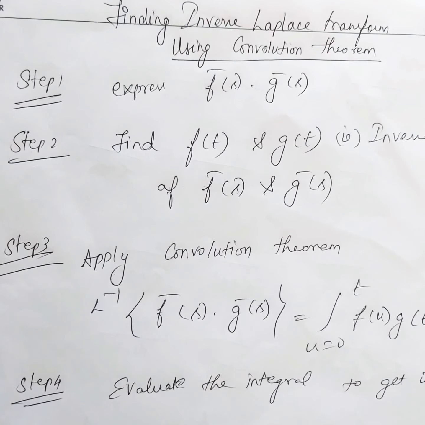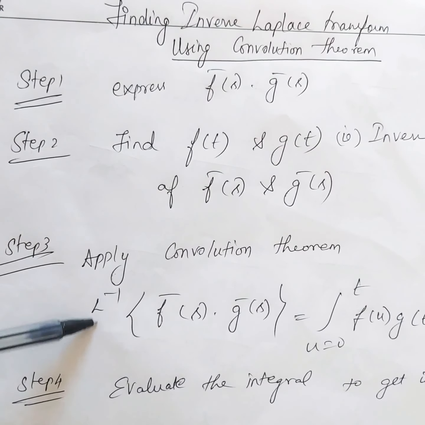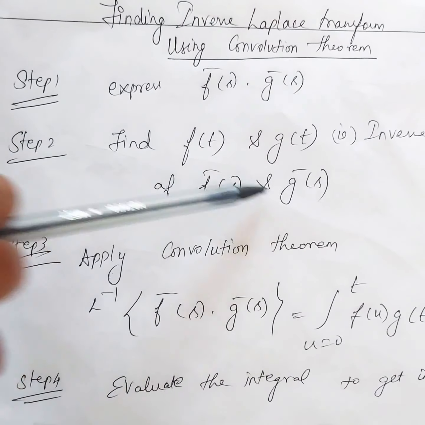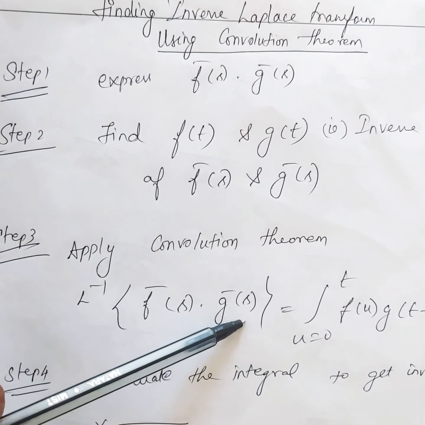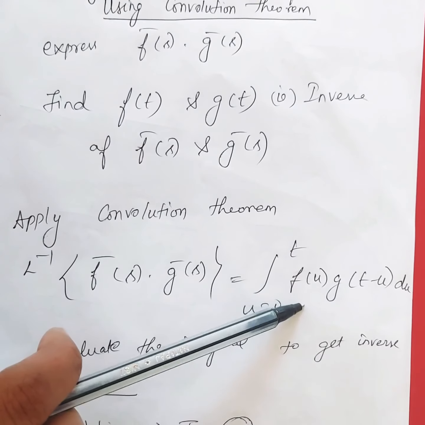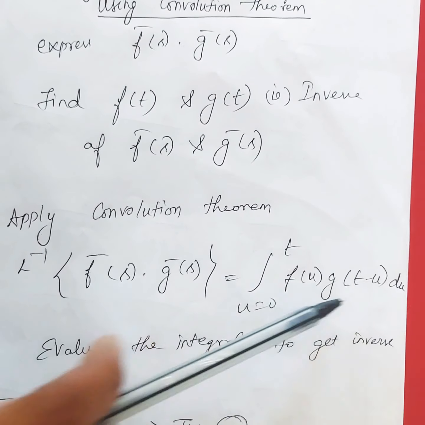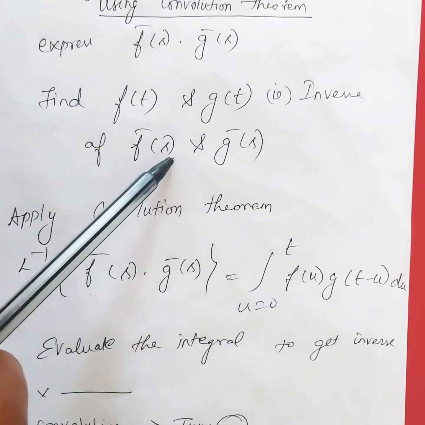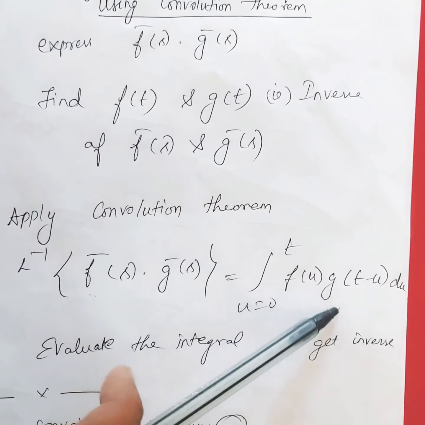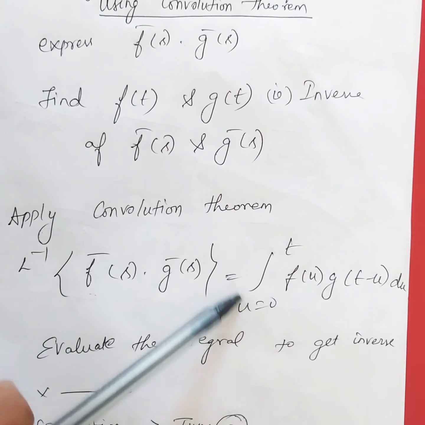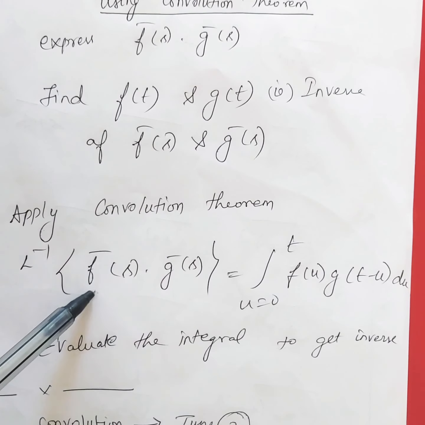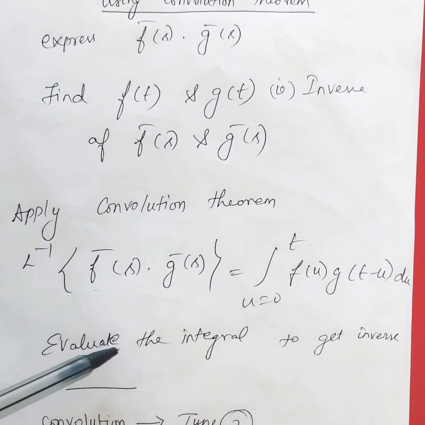And then you have to apply the convolution theorem, that is, L inverse of f bar of s into g bar of s. This is f bar of s and g bar of s, right? So L inverse of f bar of s into g bar of s is equal to the integral from u equal to 0 to t of f of u g of t minus u. This is given in your question, and this is what you are finding: f of t and g of t. From there you write f of u and g of t minus u. You want the inverse for this function only. So if you evaluate this integral, you will get the answer.